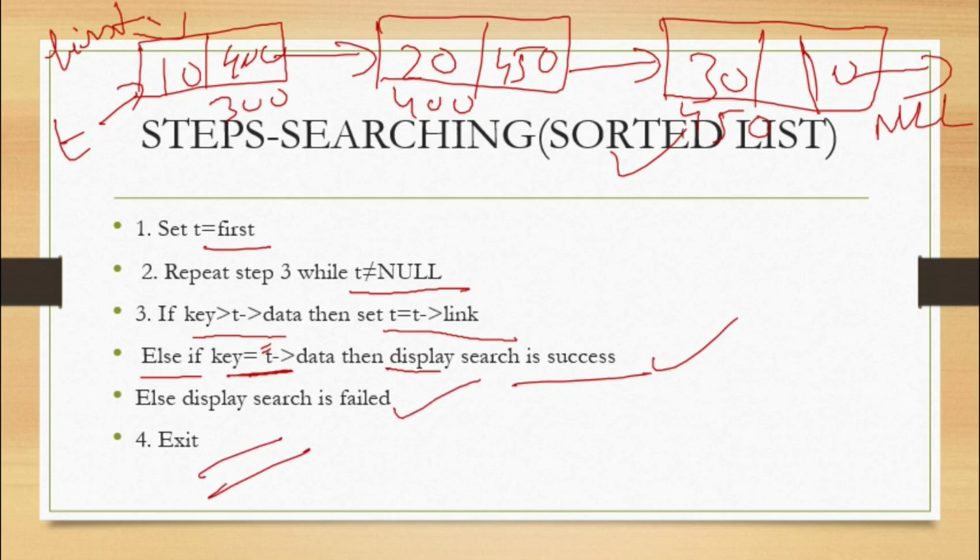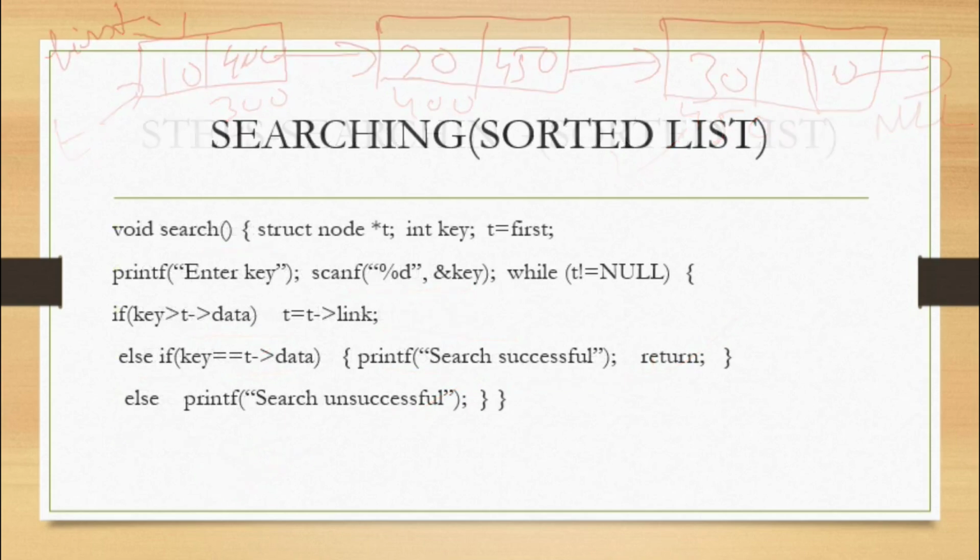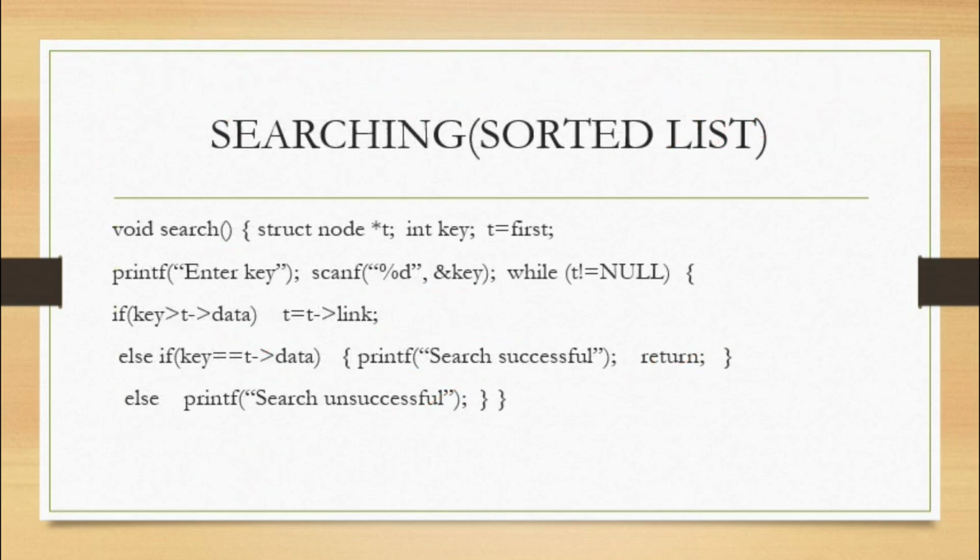So that is about the algorithm part. Let us see the coding part here. You are searching here. Again, this is the function name. This is our type. t is of type node. Then key is there here. So t is equal to first.